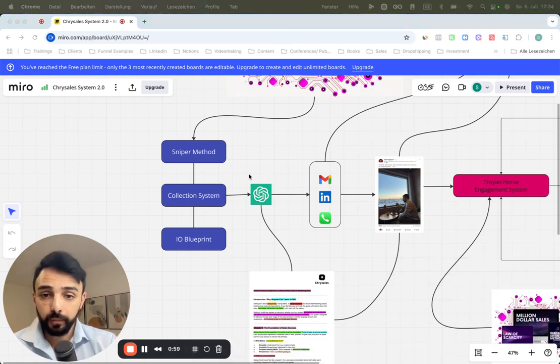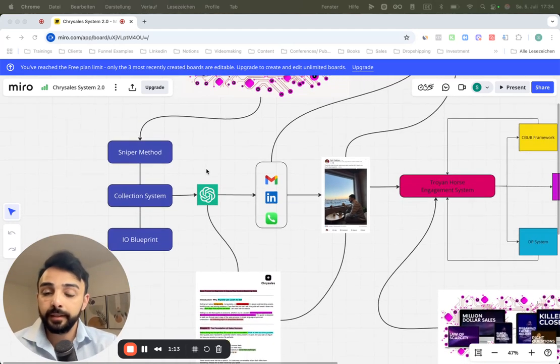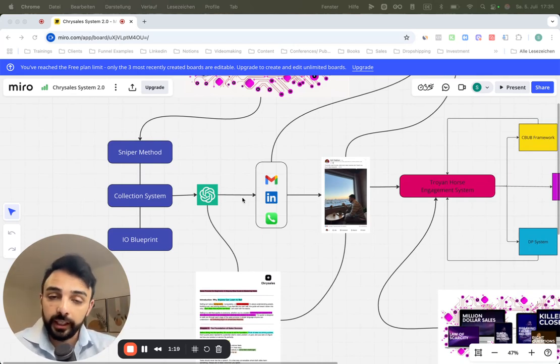Once you know and identify who your ideal client profile is, which offer you have, and which problem you are solving, then you go to the next stage, which is a collection system. It means, where are your people spending most of their time? Are they on LinkedIn? Are they in some groups on Facebook or anywhere else? You need to identify where they are spending the most time to be able to reach out to them, and then you can organize all this information later.